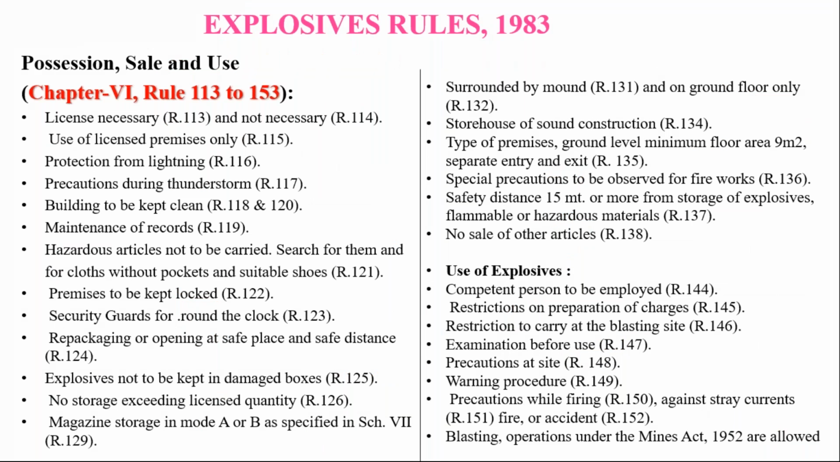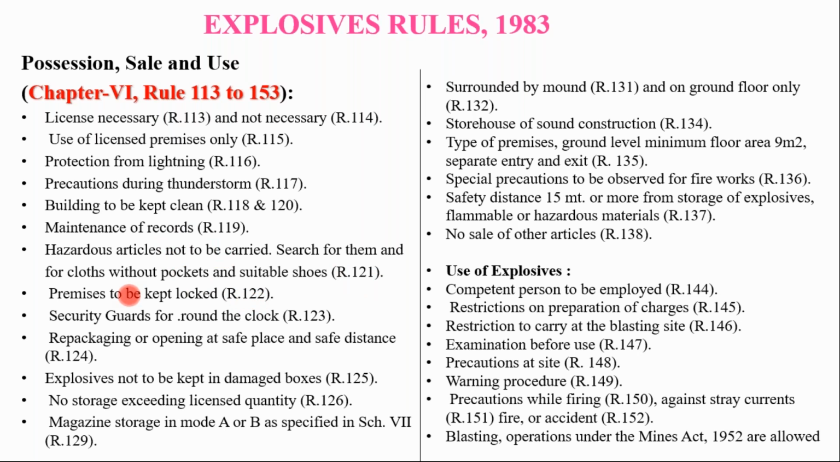Then the title is possession, sale and use. Under this title, chapter 6 is there, with rule numbers 113 to 153. So 113 is license necessary, 114 is not necessary, exceptional cases. 115 is related to the use of licensed premises only. 116 is related to protection from lightning. 117 is related to thunderstorms. Then 118 to 120 relate to buildings to be kept clean, 119 maintenance of records. 121 is related to hazardous articles not to be carried.